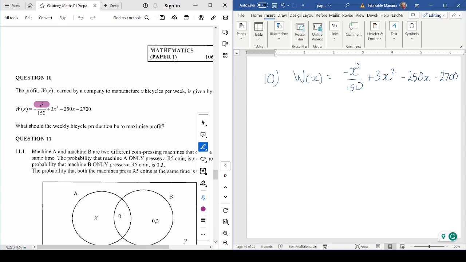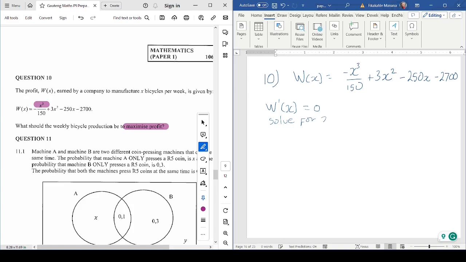Now the question is, what should the weekly bicycle production be to maximize profit? Whenever they talk about maximizing and minimizing, we are always going to go into the first derivative, right? We take the first derivative and we equate it to 0, and then we solve for x.